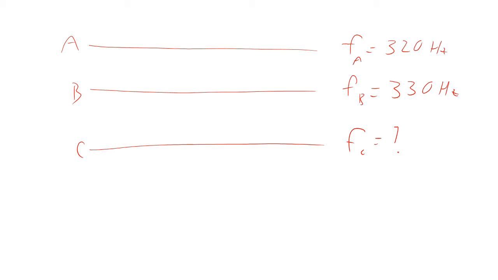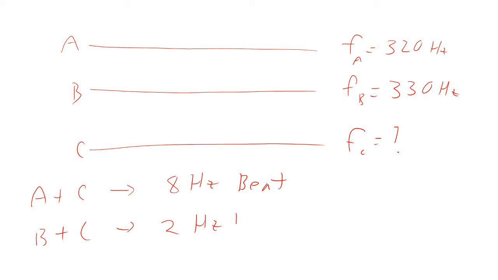Okay, so if you do A plus C, then what you get is an 8 hertz beat. If you do B plus C, you get a 2 hertz beat. So that means I want to know what is C. Okay. So A plus C.